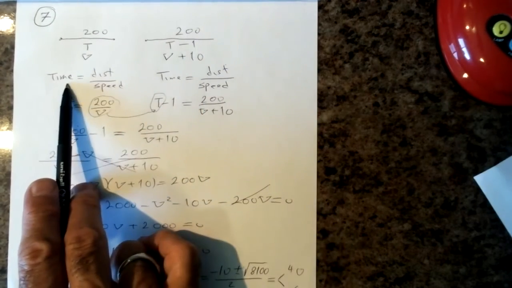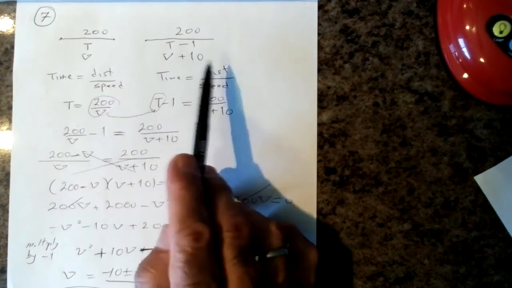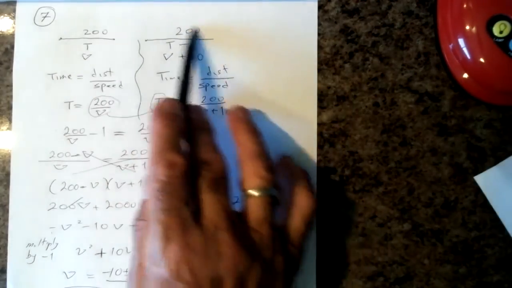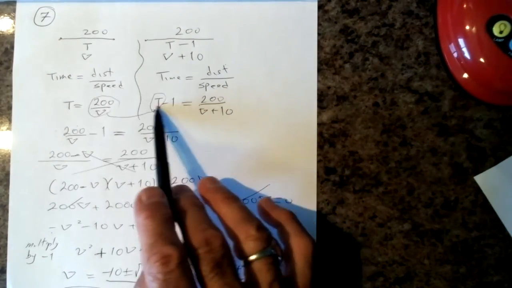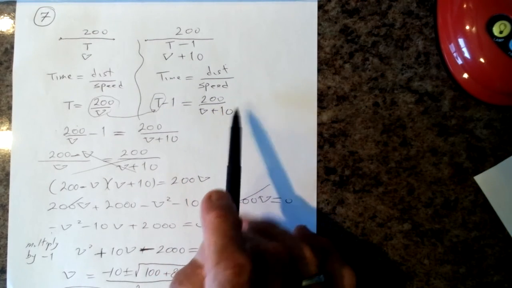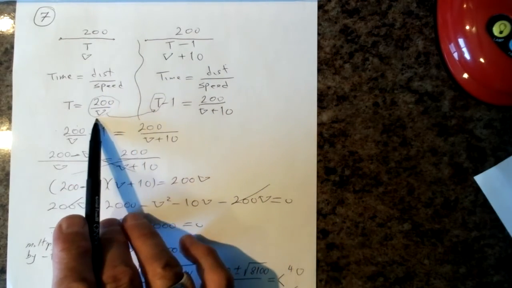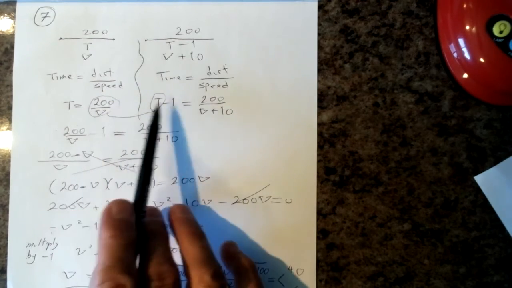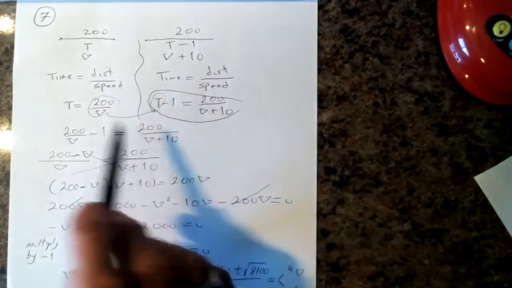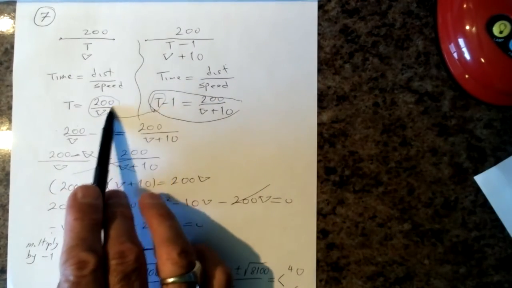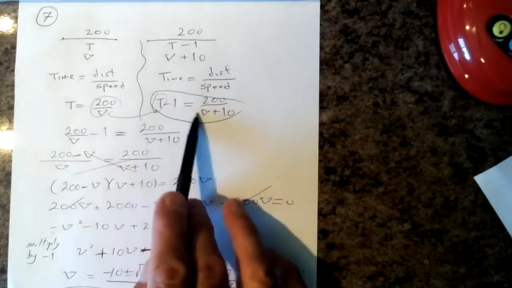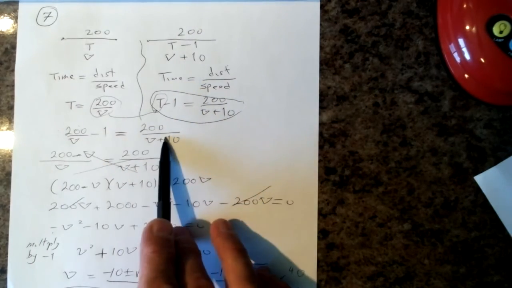So time is again distance over speed. Here also for this one, time is distance over speed. In this case, time is t minus 1. The distance is 200, the speed is 10 miles faster, and the second one is 200 over v. So what we do in these problems is you have these equations. You take this t and substitute here. You take this 200 over v and substitute for the t here. Now when you do that, with this equation you have only one variable, v.